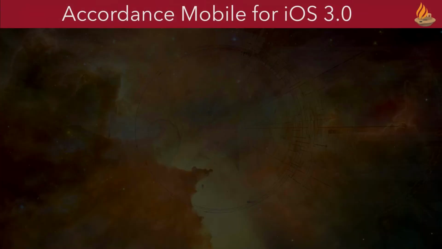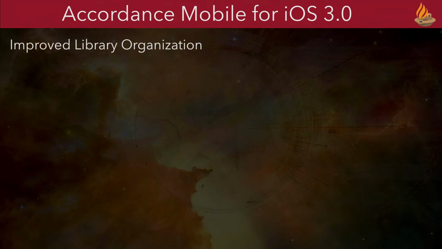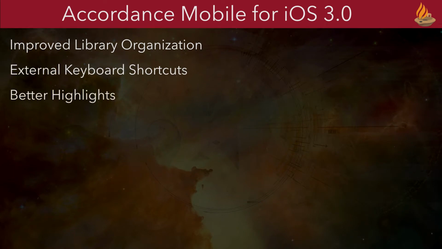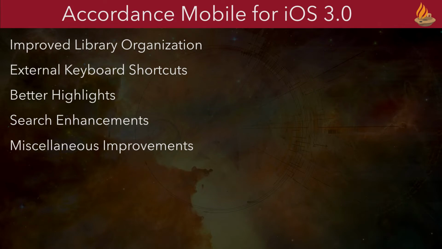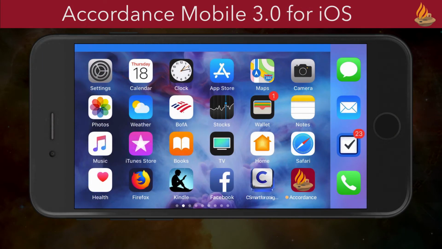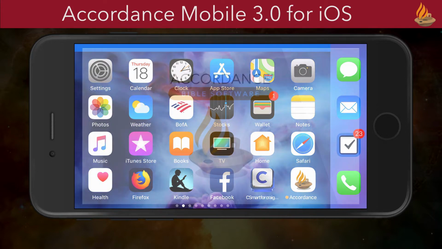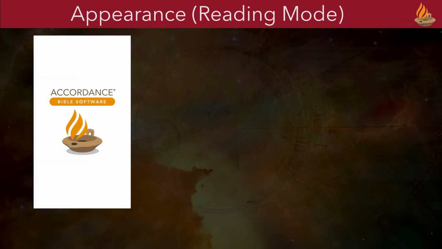The latest release of Accordance Mobile for iOS has something for everyone. Improved library organization, external keyboard shortcuts, better highlights, search enhancements, and a whole host of miscellaneous improvements. The improvements begin with a new logo for the app and a brand new opening screen. Launching the app immediately reveals more improvements.